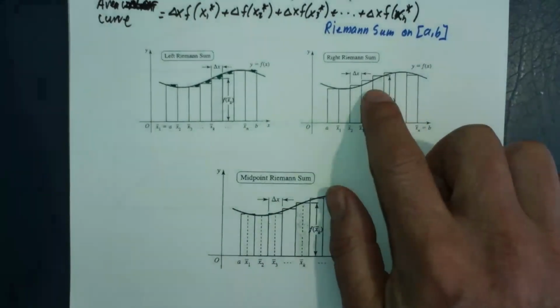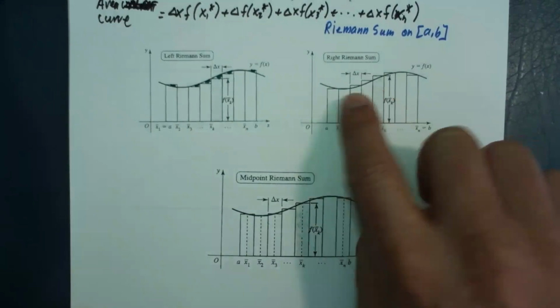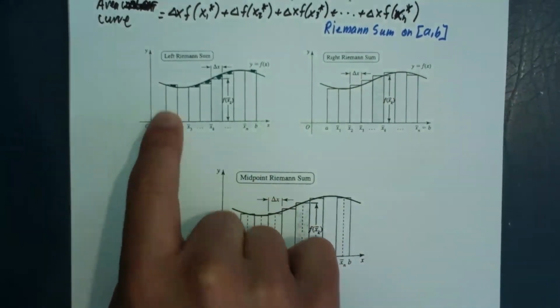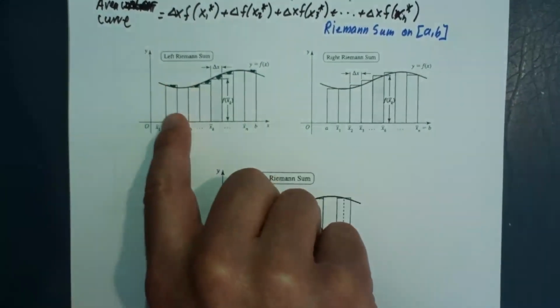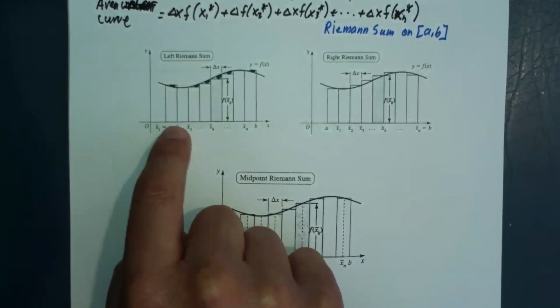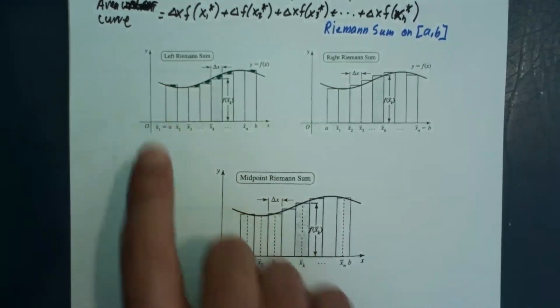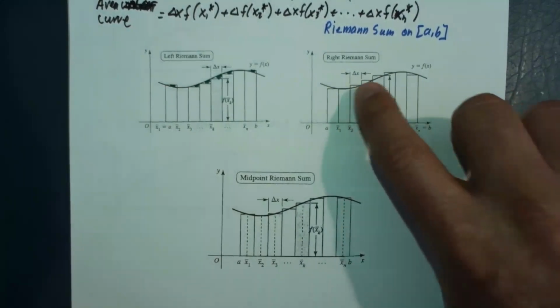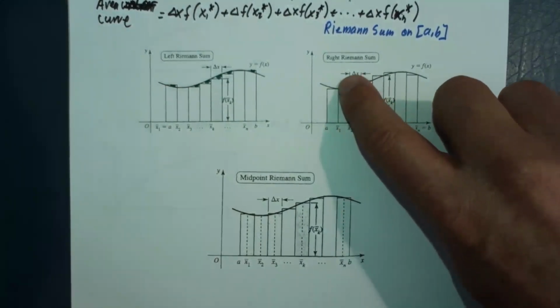Same with the right Riemann sum. We're going to run into where we're using the right side. So notice here we start with a as a height, f of a as the height. And again, the length here is the delta x. Now for this one, we start with x sub 1. So we're doing our right bar that we start.